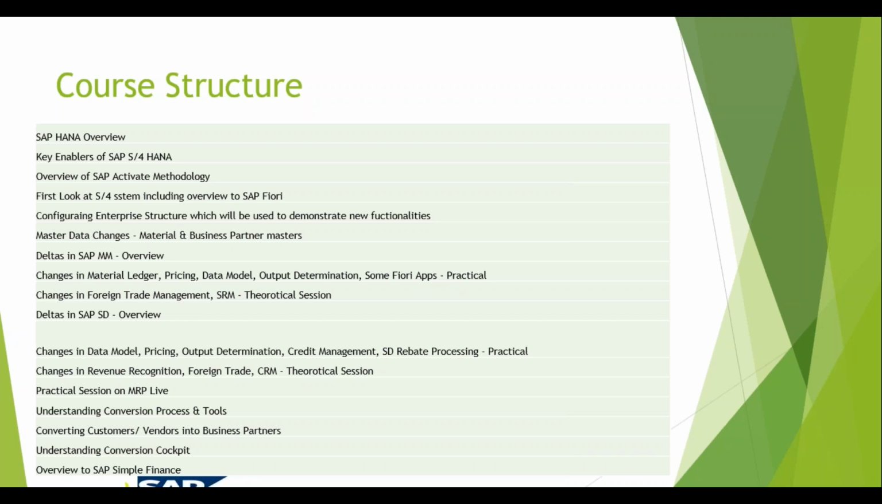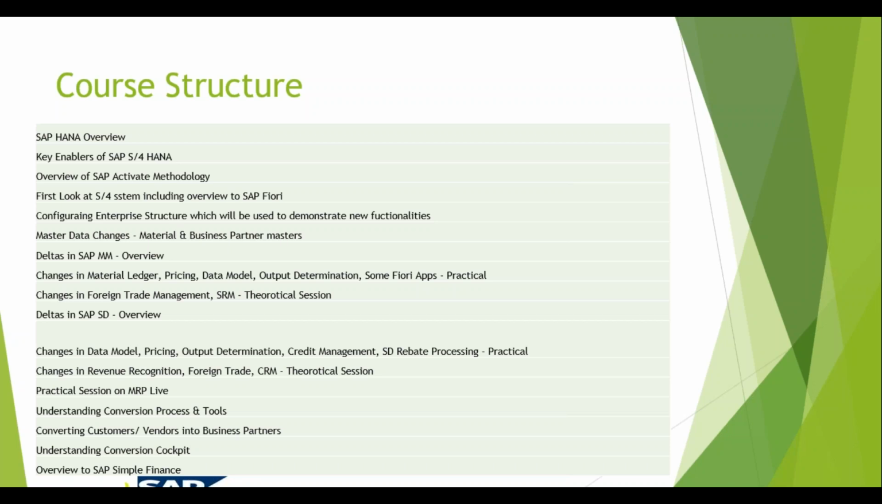So I'm not going to show you the pre-configured scenarios. We are going to configure the Delta things directly in the system. So we already have a 1610 system available with us, which is the latest version of SAP S/4HANA. We'll start off with the configuration of enterprise structure, where we'll be configuring company code, purchase org, sales org, whatever is required in order to set up our enterprise.